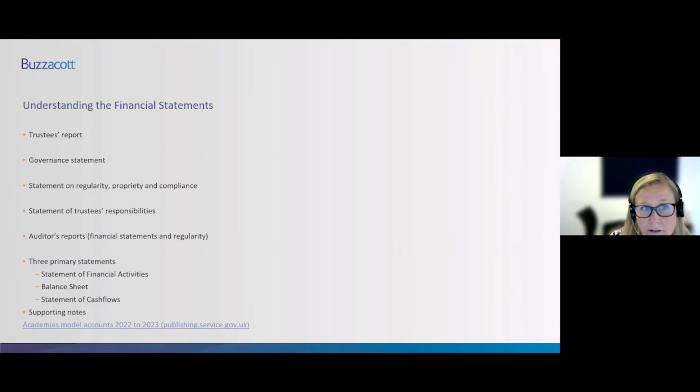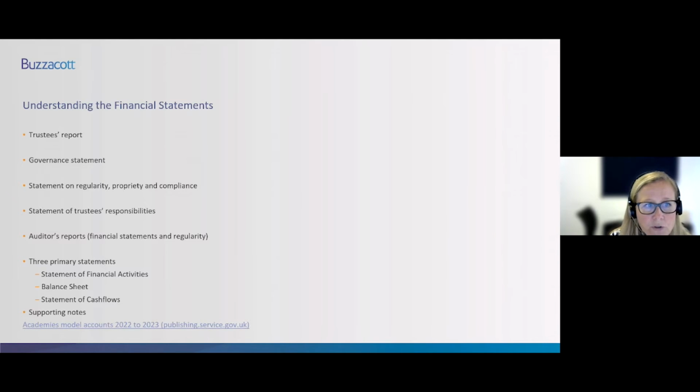So then for the accounts themselves, these are comprised of the primary statements and the notes. There are three primary statements, which are the statement of financial activities. This covers the income and expenditure for the trust, the balance sheet, which is a snapshot of the assets and liabilities at the year end, and then the statement of cash flows, which reconciles the cash at the beginning and end of the year. And then all of the figures in these three primary statements are broken down in more detail in the notes to the accounts.